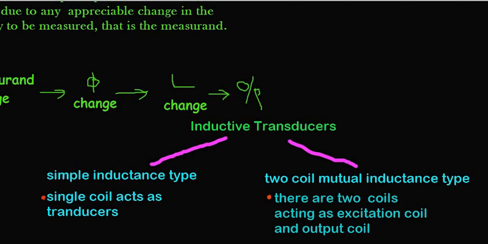Let's see the classification of inductive transducers. There are two types of inductive transducers: simple inductance type and two-coil mutual inductance type.